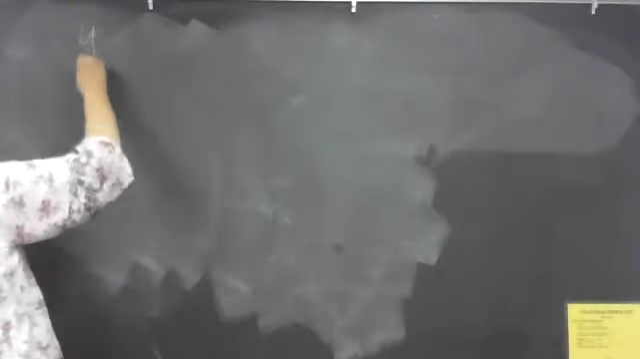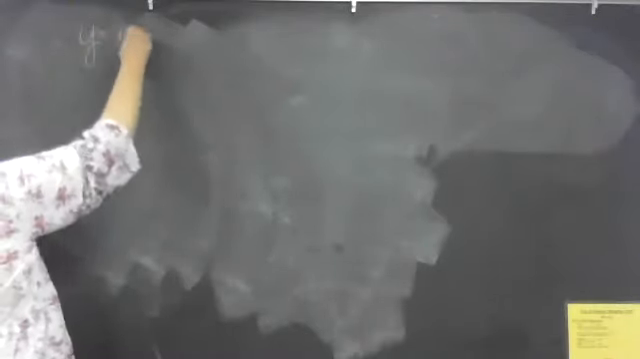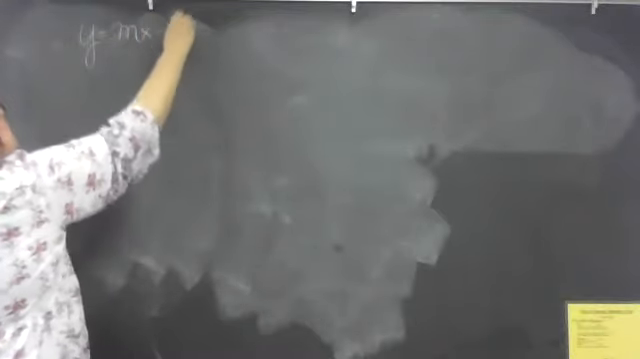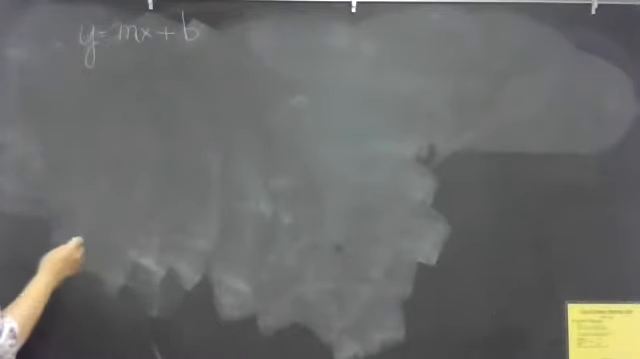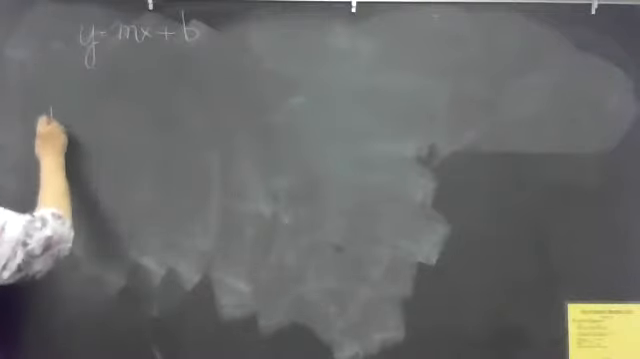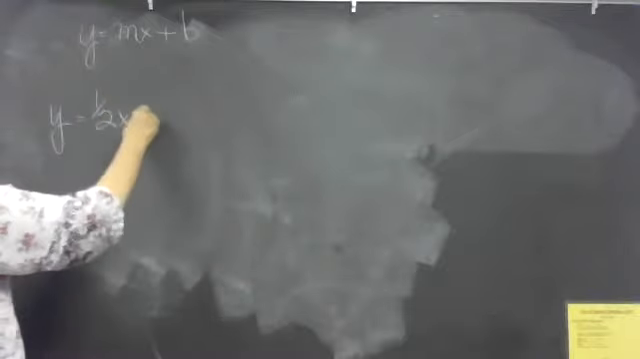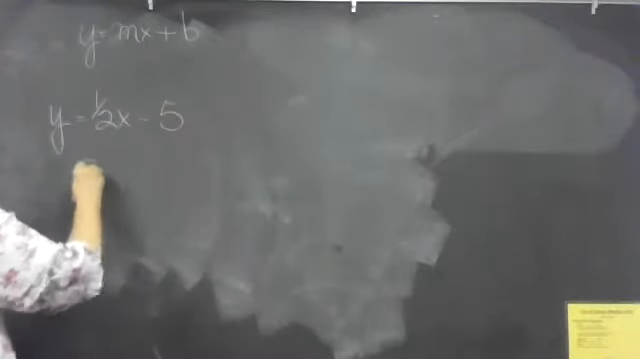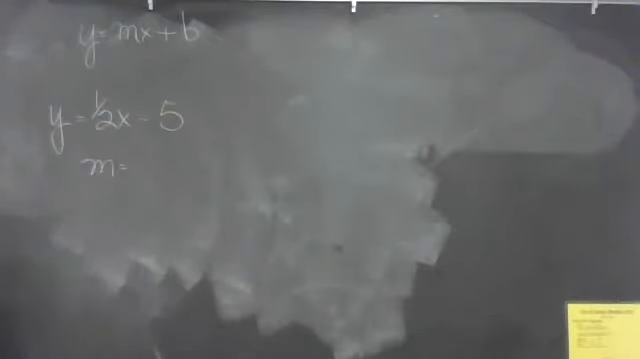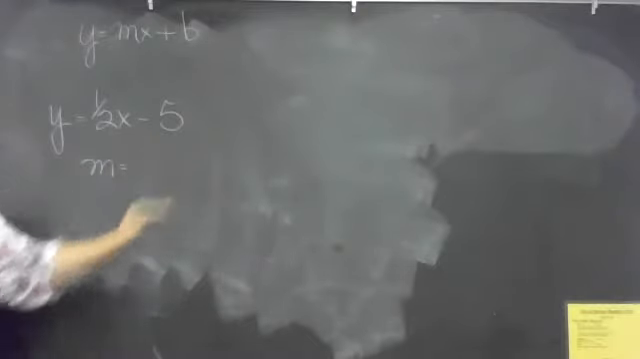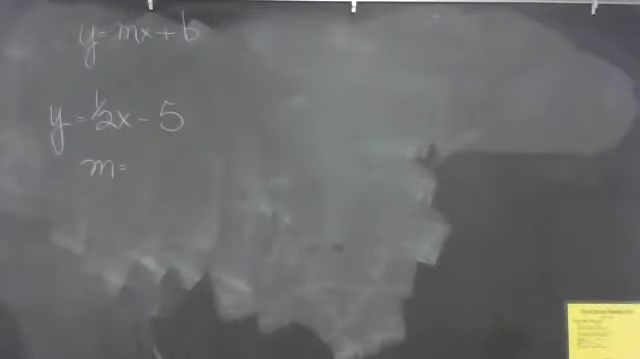I'm going to put this up here so we will remember. It has to be in this form. So this is what you're going to be doing on page 10. I'm going to give you this, and I want you to tell me what is the slope of this line if it was graphed on the graph. What is the slope?